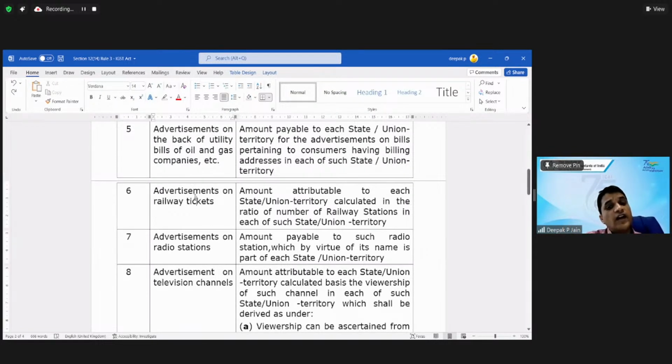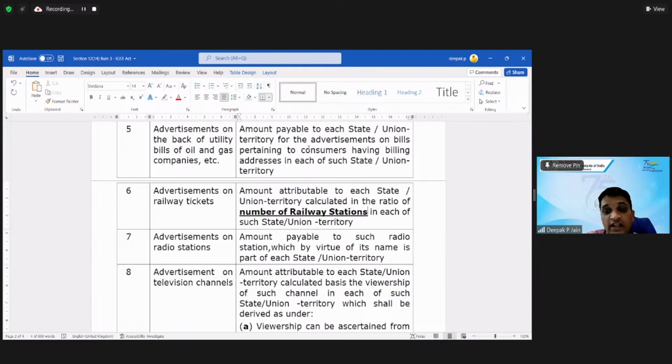Sixth one, advertisement on railway tickets. Okay, your railway tickets you cannot distribute like how we had distributed for oil and gas companies. So here the ratio is a little different. Amount attributable to each state or union territory is calculated in the ratio of number of railway stations. How many stations are there? On that proportion you will attribute it.